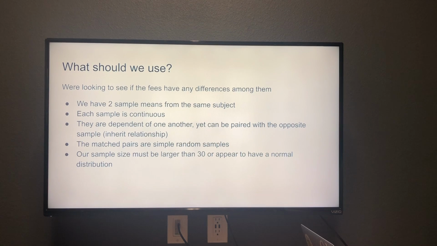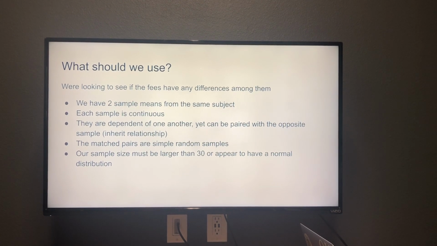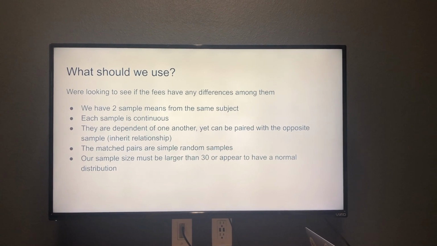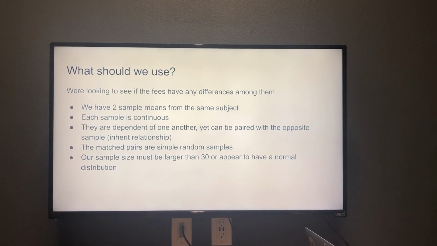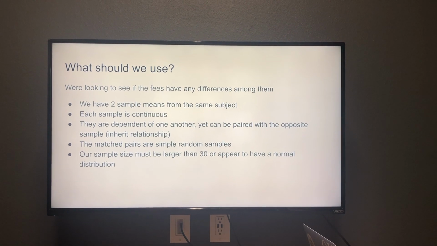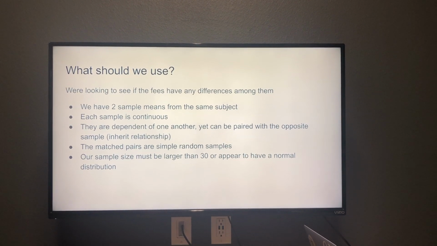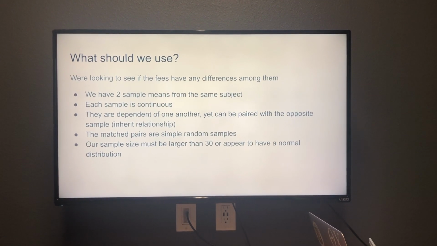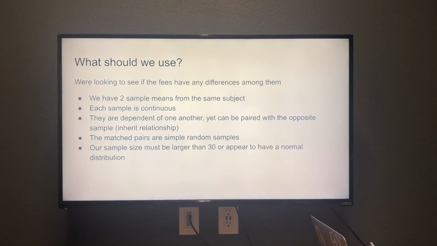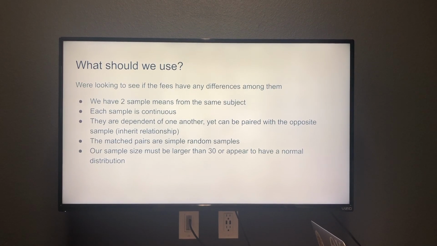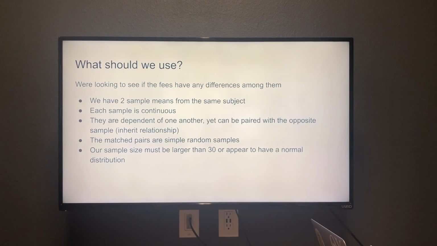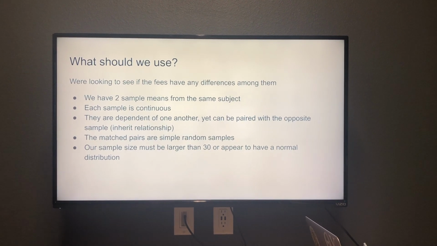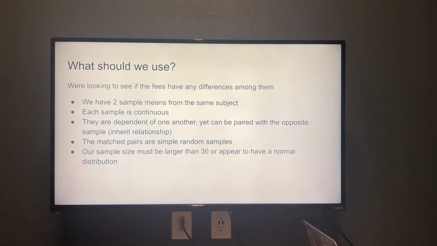First, we need to figure out what we should use to analyze the data. These are the requirements for the hypothesis t-test. The first requirement is that we have two sample means from the same subject. Each sample is continuous. They are dependent on one another, and they can be paired with the opposite sample, which is an inherent relationship. The matched pairs are simple random samples, and our last requirement is that the sample size must be larger than 30. In the last slide, it showed that there are only 24 samples in our data, so we have to use the alternative requirement, which is to see if it has a normal distribution.